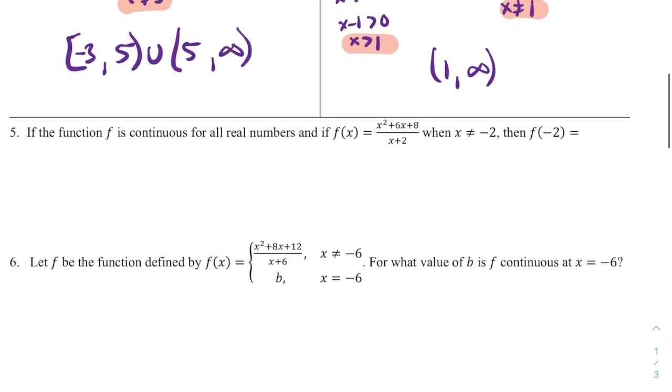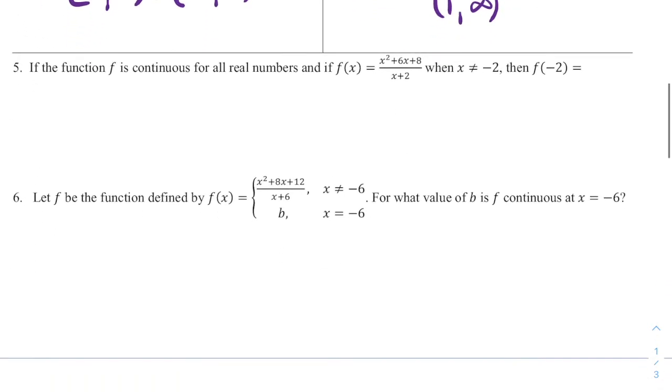Number 5, if the function f is continuous for all real numbers, and if f of x is equal to this function when x is not equal to negative 2, then what is f of negative 2? Well, if we plug that into the denominator as is, that is going to give us 0. And so in this case, what we need to do is factor.